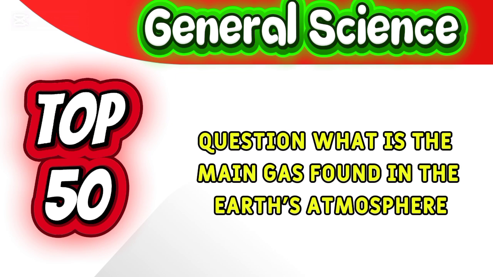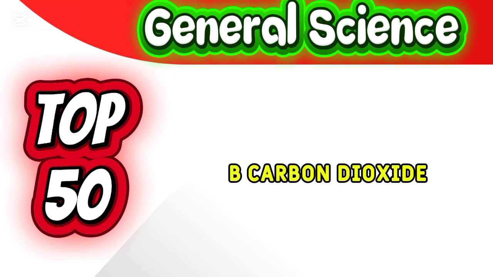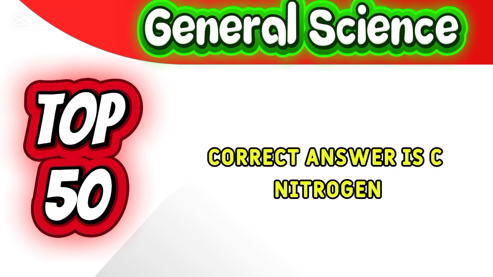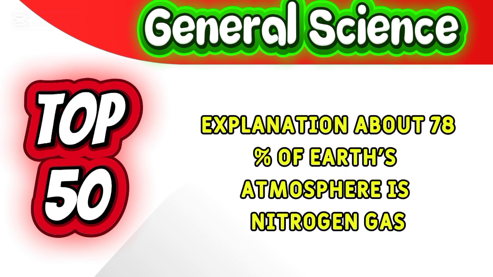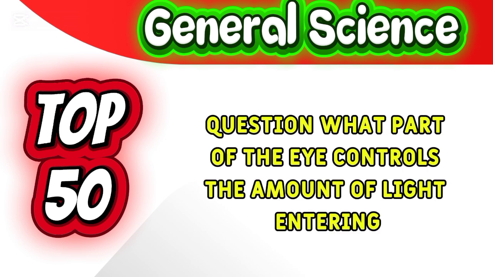13. Question: What is the main gas found in the Earth's atmosphere? Options: A. Oxygen, B. Carbon dioxide, C. Nitrogen, D. Hydrogen. Correct answer is C, nitrogen. Explanation: about 78% of Earth's atmosphere is nitrogen gas, which is inert and helps balance oxygen levels for safe breathing and combustion.